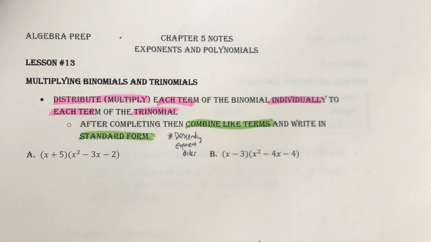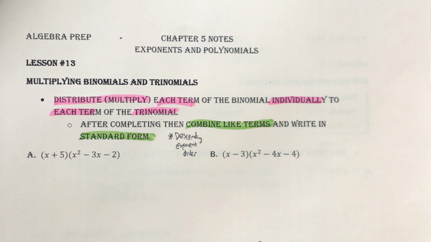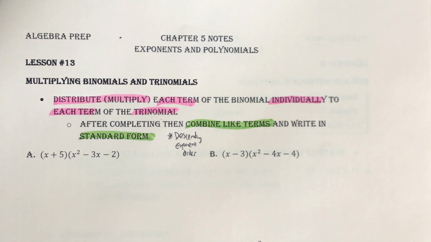So again, as I was just saying, make sure that you end up in descending exponent order when you get your final answer. All right, so let's take a look at our first example, example A, which is the binomial of x plus 5 times the trinomial of x squared minus 3x minus 2.